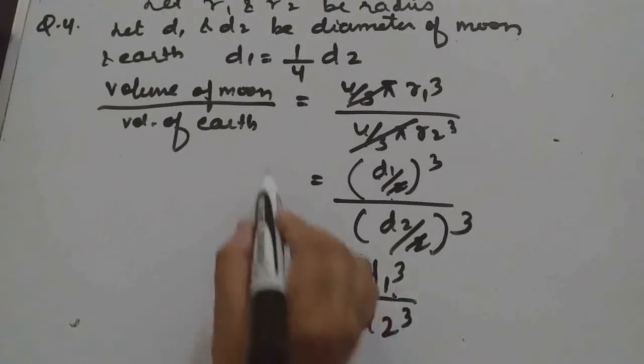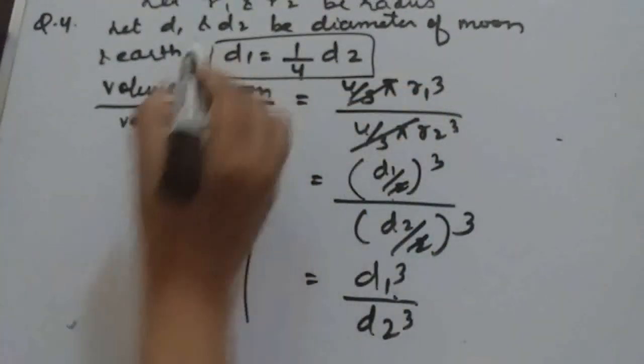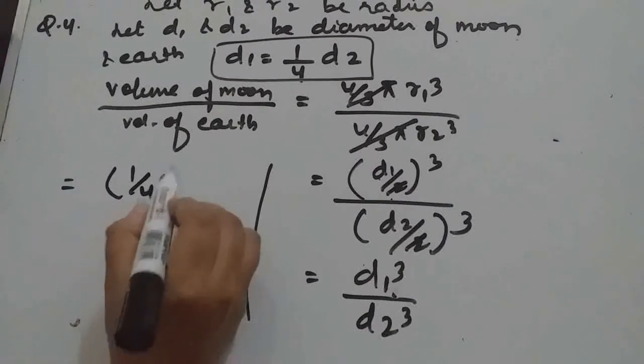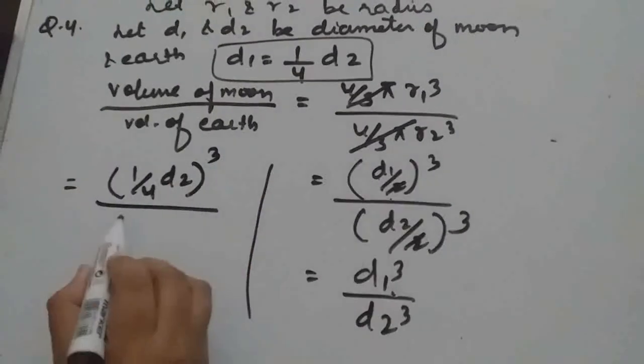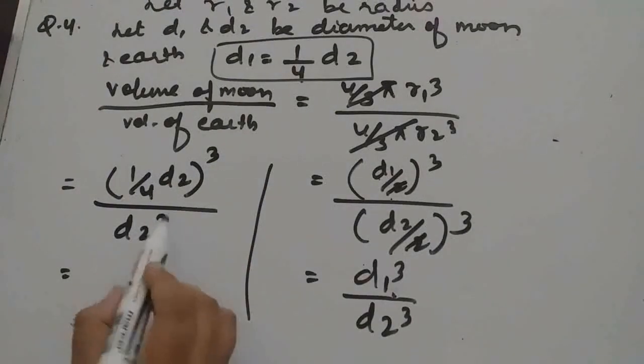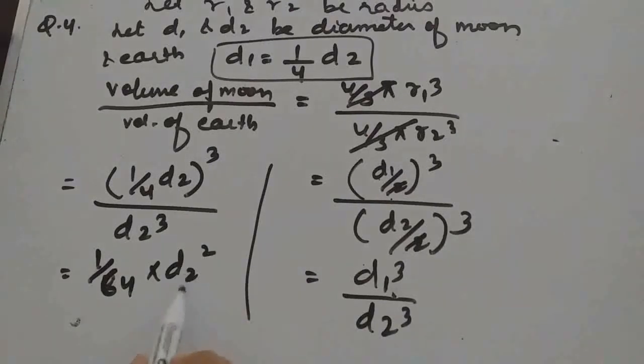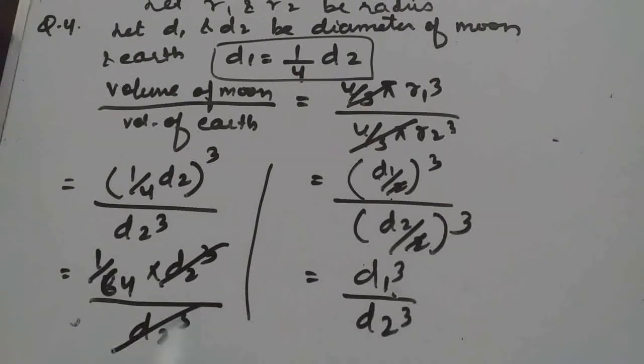But D1 we know already. D1 is 1/4 D2. So here we will write 1/4 D2. Okay. So (1/64) D2³ divided by D2³. So this also will go. So the answer will be 1/64 or 1:64.